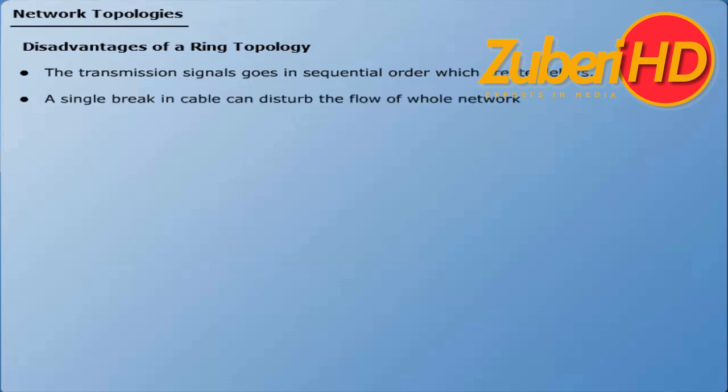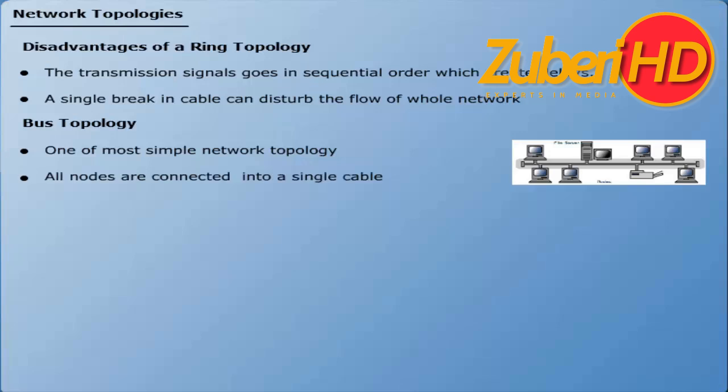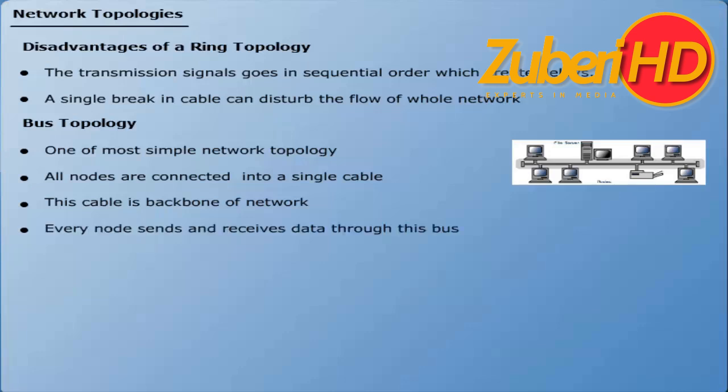Bus topology. Bus topology is one of the most simple network topologies. In bus topology, all the nodes are connected into a single cable. This cable is the backbone of the network and therefore it is known as the bus. Every node sends and receives data through this bus.